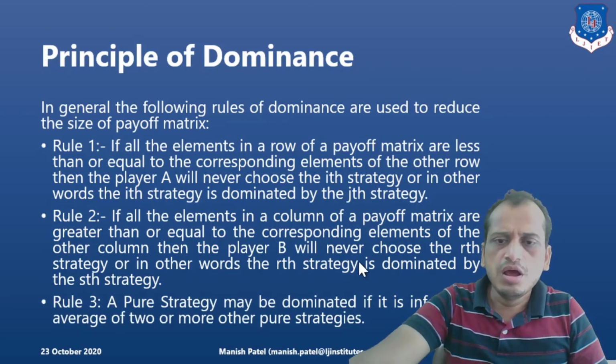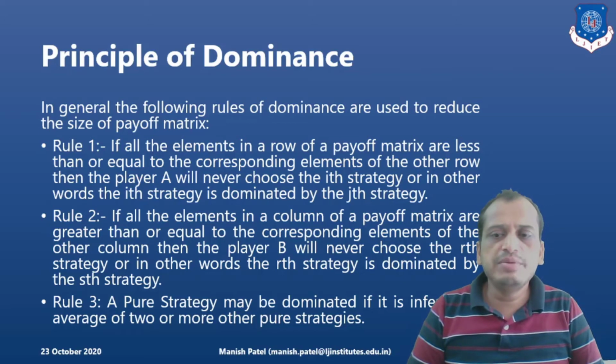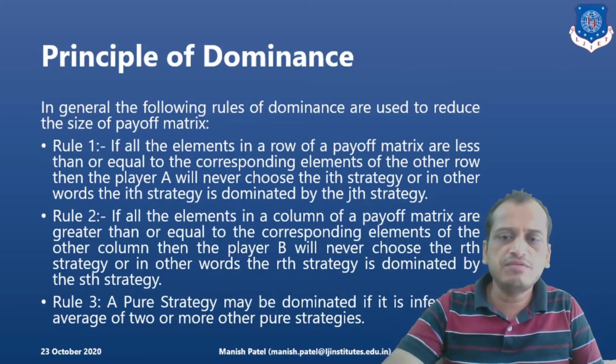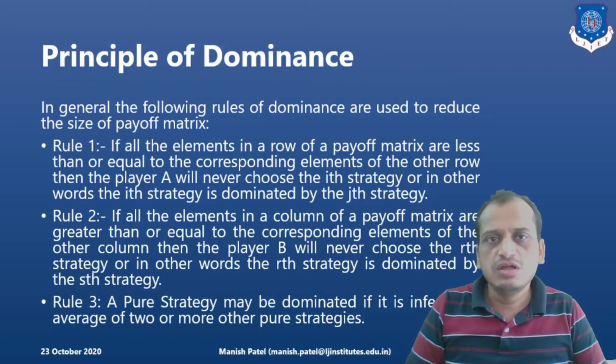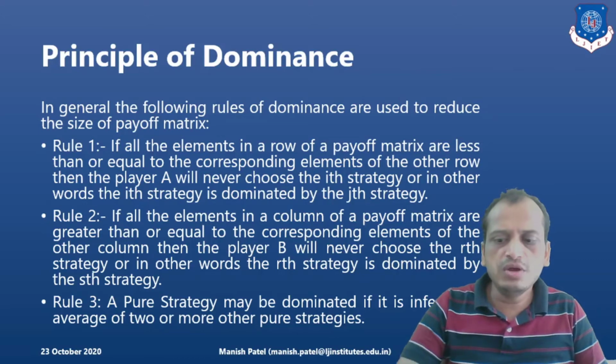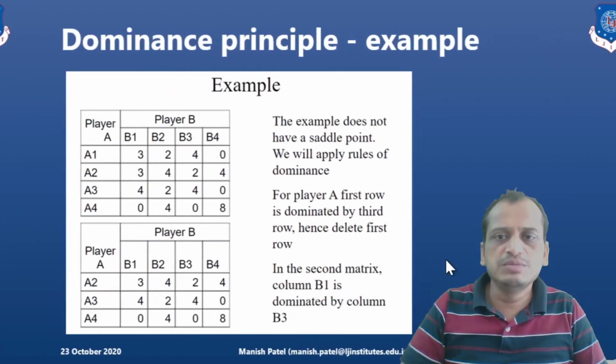And the third one: a pure strategy may be dominated if it is inferior to the average of two or more other pure strategies. So you talk about the averages and you compare the averages of two strategies with the third strategy. We will look into an example so that you can easily understand the principle.